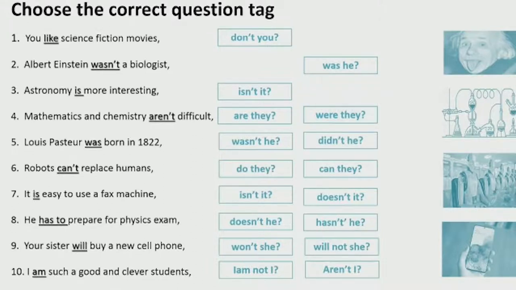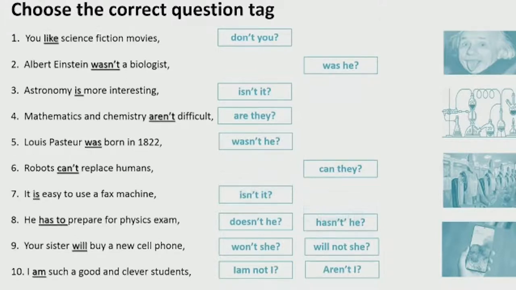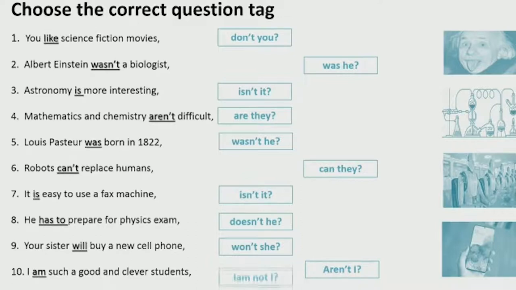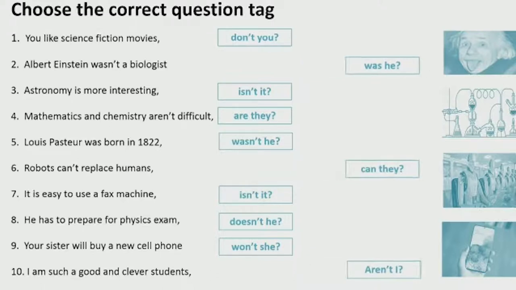Good. The fourth one should be are they. Good. And the fifth one should be wasn't he. Good. The sixth one should be can they. Seven, isn't it. Good. Number eight should be doesn't he. And number nine, won't she. Okay. And the last one, it should be aren't I. And this is the exception we had, and we talked about this one. Okay. So this time, here are the answers.